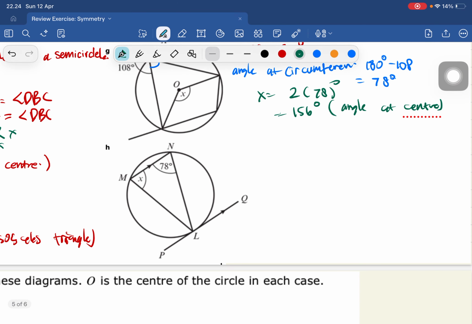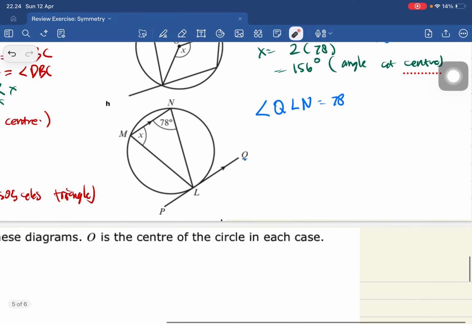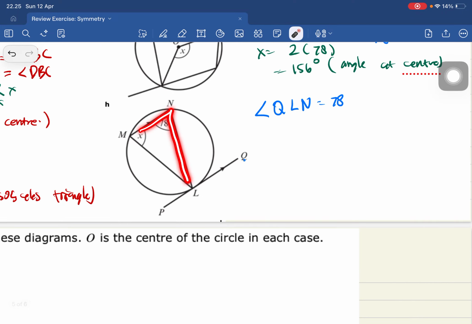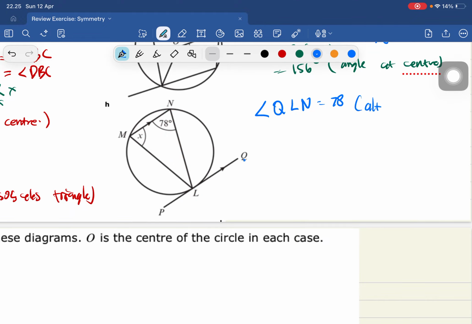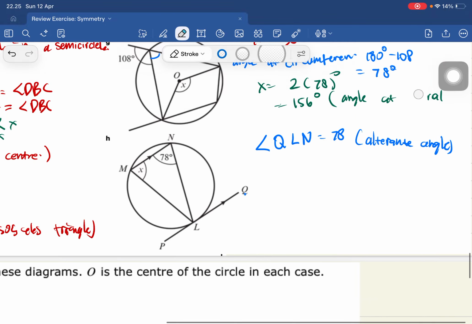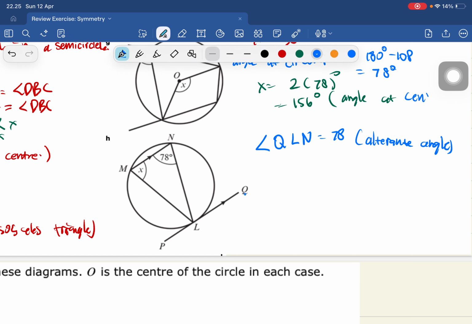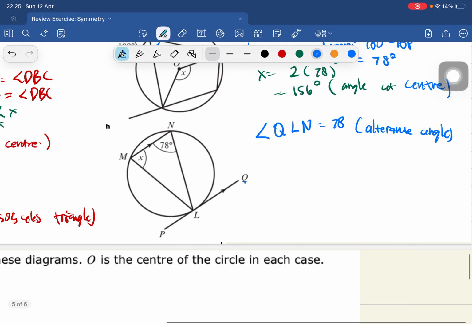Let's go for H. Okay, what information can we get? Let's find the angle of QLN. Here QLN is going to be 78. Look at it, 78. This is the alternate angles. There is an alternate angle.